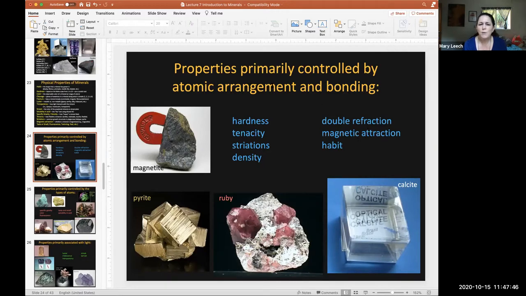So the properties that are primarily controlled by the atomic arrangement or the kind of bonding that takes place in the mineral include the hardness and the tenacity. Magnetite is magnetic, that's one. Double refraction: if you have a really clear piece of calcite, you see two copies of words when you hold it over some text. It means it bends light in two different ways. The habit is the shape. Here are striations on the pyrite that I was talking about. You should be able to see that on your specimen. The density is another one. Tenacity is that flexibility.